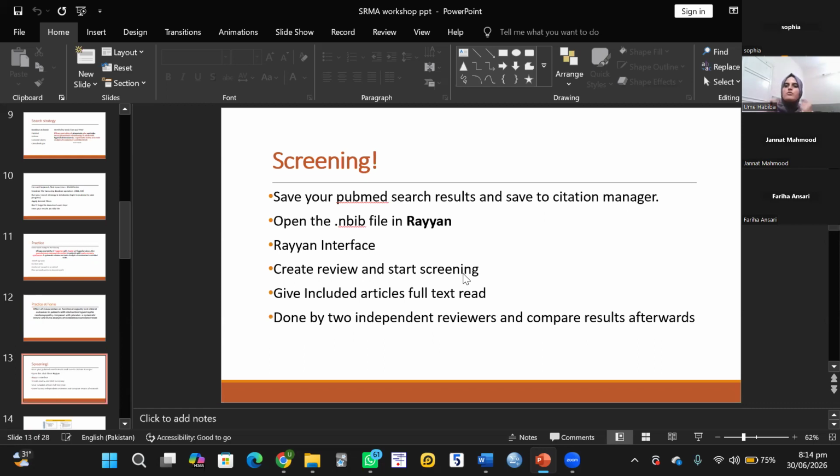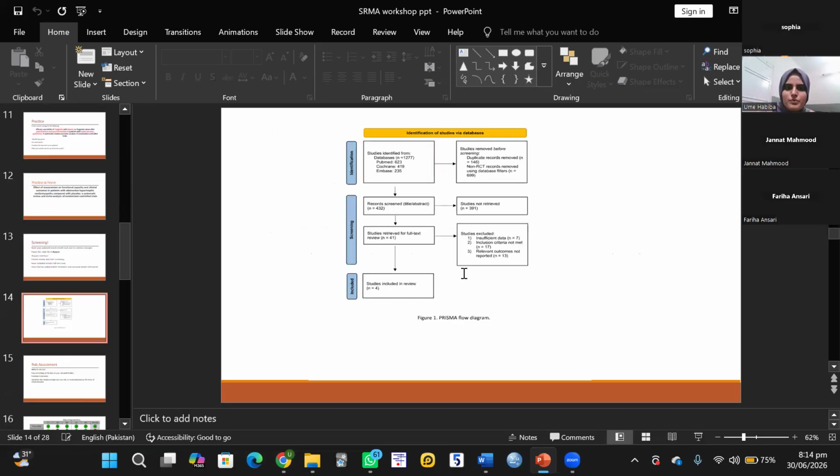We learned how to perform screening based on the title, abstract, and then full text screening. We talked about how at the end of screening, you're left with a very limited number of trials that you're sure fit perfectly in your PICO and you can include in your review. At the end of screening, you're supposed to have this PRISMA flow diagram filled.